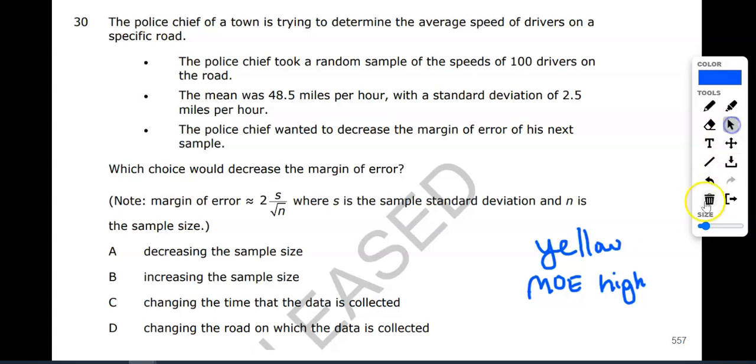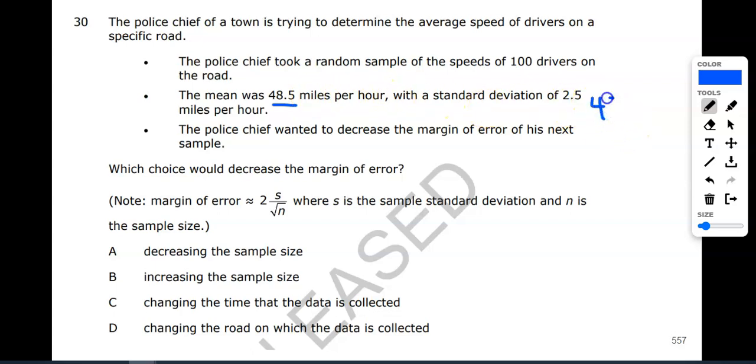a much bigger sample. So using that here, a police chief wants to collect a sample of speeds of 100 drivers on a road. The mean was 48.5 miles per hour, and the standard deviation is 2.5 miles per hour. So much like margin of error, it sounds like they could be higher or lower, 2.5. Most drivers are within a standard deviation. The police chief wanted to decrease the margin of error. Which choice would decrease the margin of error?